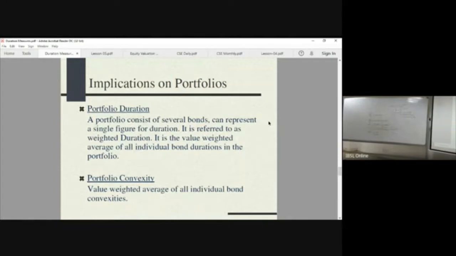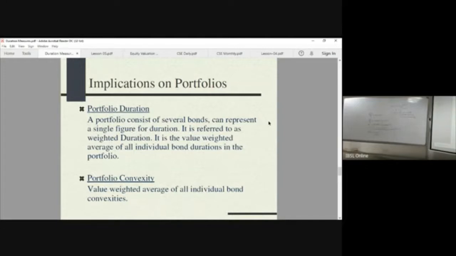200 value bonds duration is 3. Then we can find out the portfolio. How do we do that? We have to get the weights. The first bond's weight is 1/3. The second bond's weight is 2/3.